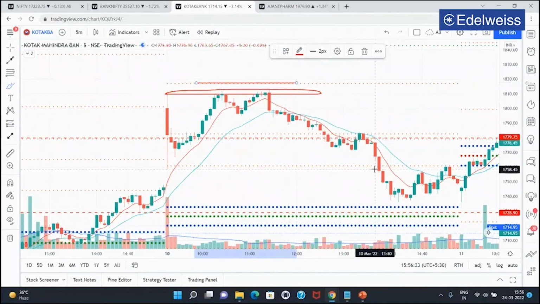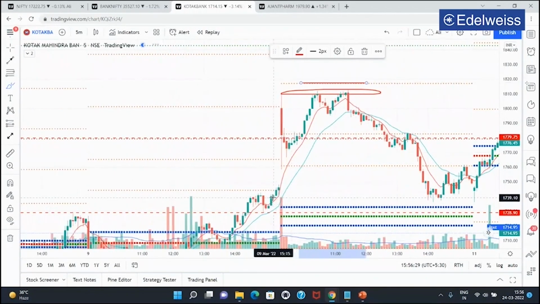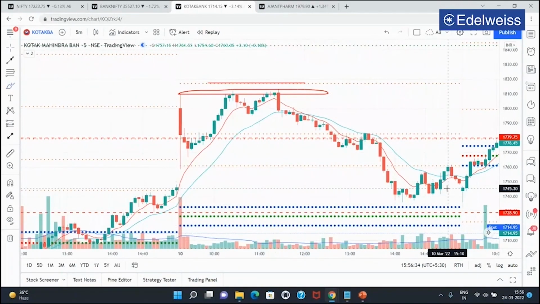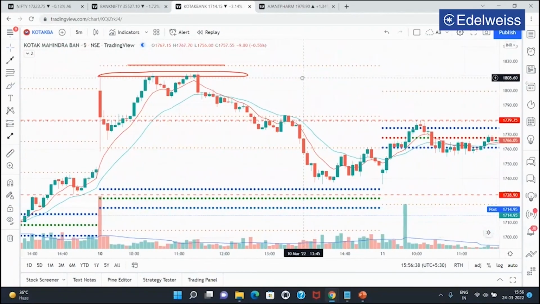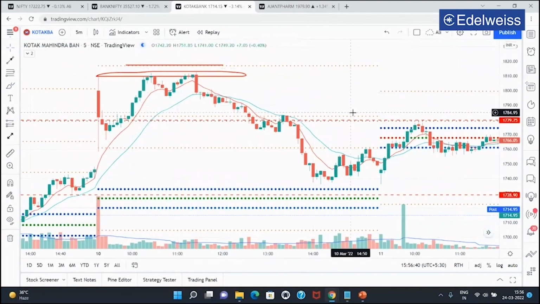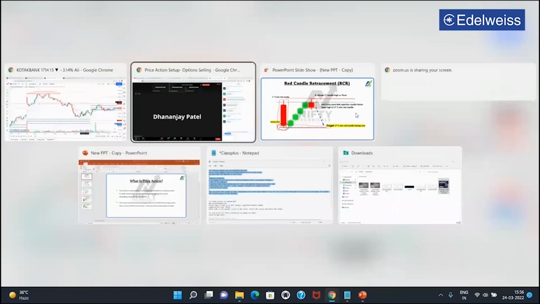First target, your first candle low. Second target, nearest support, which could have been a previous day high also. So I hope I was pretty clear with the setup. Are you able to identify this and are you able to understand what kind of setup this is? I hope I was clear.